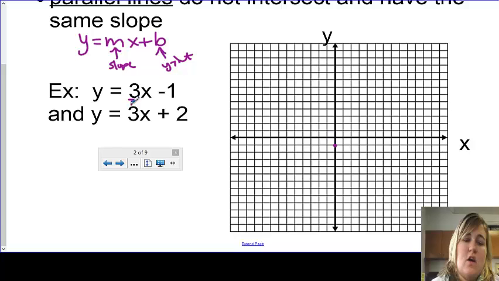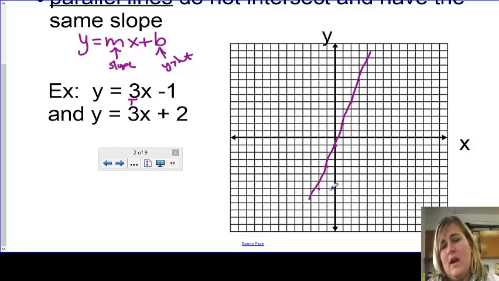This is rise over run. So I'm going to rise 3, 1, 2, 3, run 1. Rise 1, 2, 3, run 1. I can do that as many times as I need to get myself a nice line. Or I can do the opposite, go down 3, left 1. You have to do the opposite both ways. I'm going to do my best to make a nice straight line. I'm not very good at that.